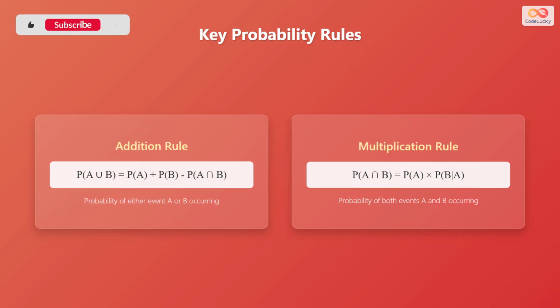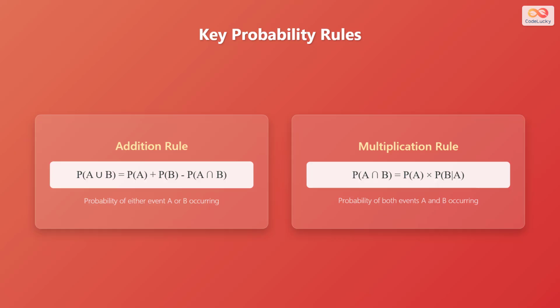Now let's explore key probability rules. The first rule is the addition rule. P(A ∪ B) equals P(A) plus P(B) minus P(A ∩ B). This calculates the probability of either event A or B occurring.